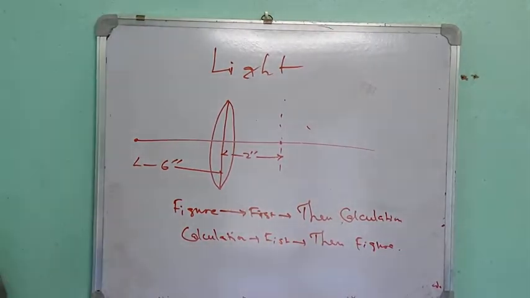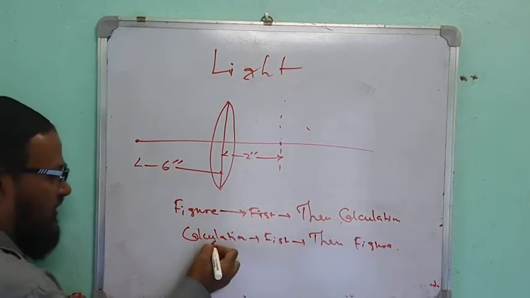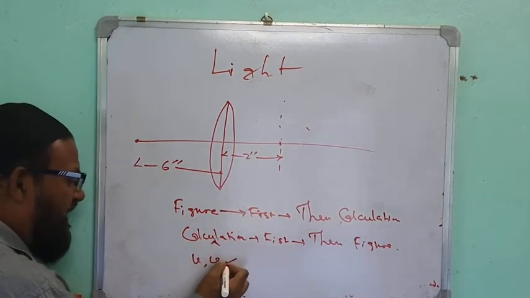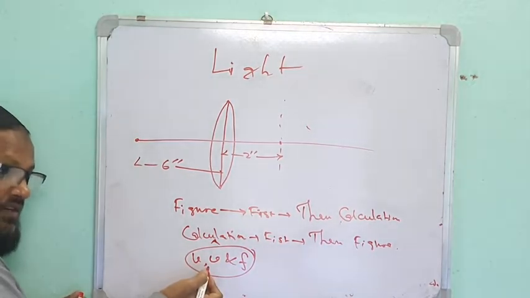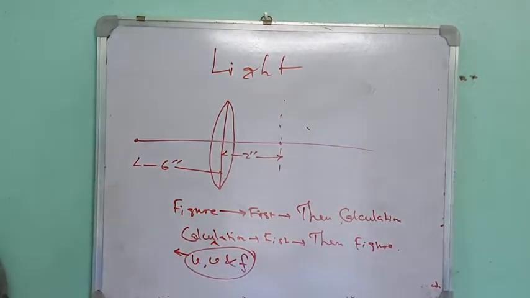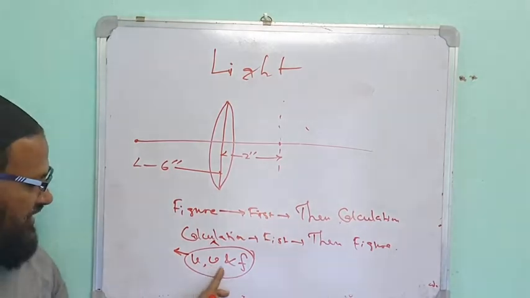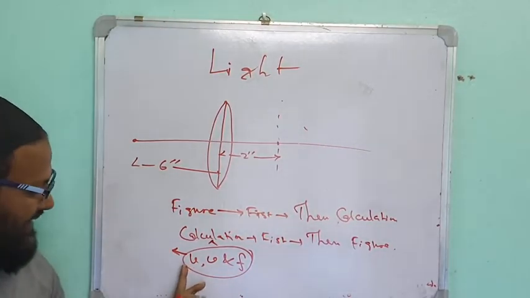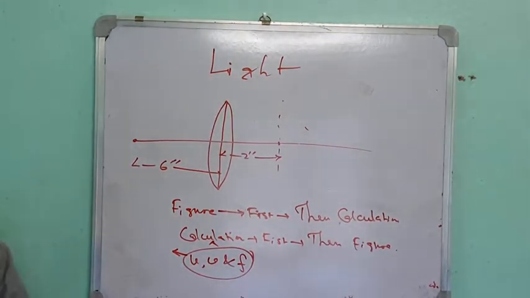How do you understand where to do the calculation first? What is the rule? U, V, and F. Out of the three, U, V, F, any two should be given. Suppose U is given and F is to be calculated, or V and F given, U will be calculated, or U and F given, V will be calculated. When out of the three, two are known.